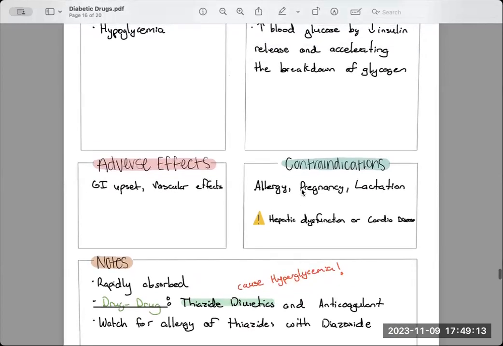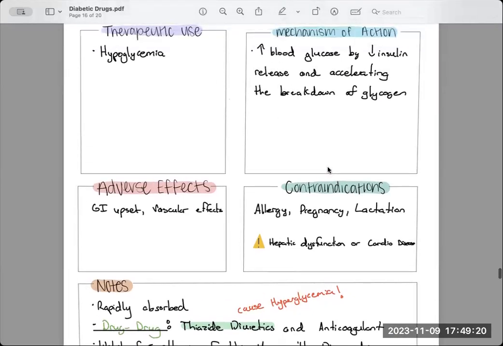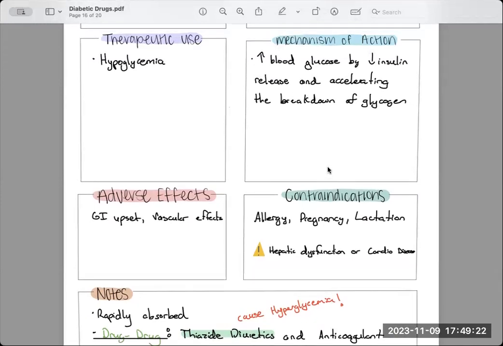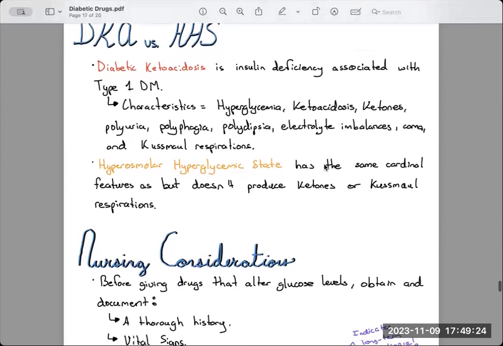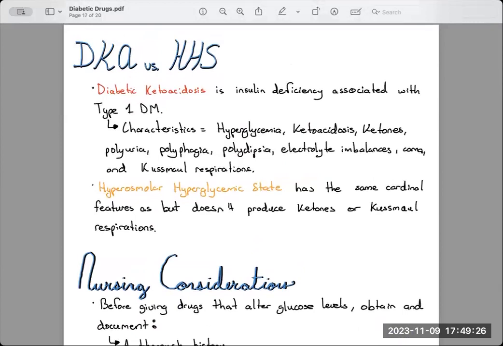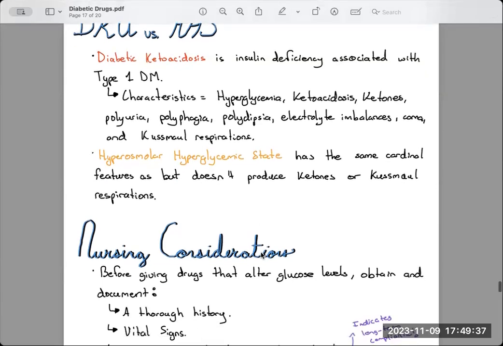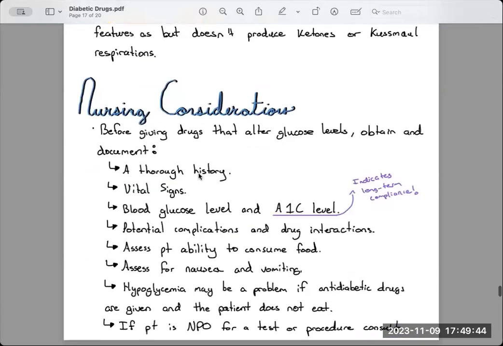We want to watch out for thiazide diuretics when we give a hypoglycemic agent because they can cause hyperglycemia, and then we could have another issue. And allergy, pregnancy, lactation, no. I already talked about the difference between DKA and HHS. Just remember that diabetic ketoacidosis is in type 1, and hyperosmolar hyperglycemic state, or HHS, is in type 2. It doesn't have ketones, Kussmaul respirations, or fruity breath like DKA does.